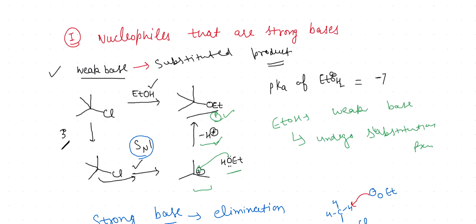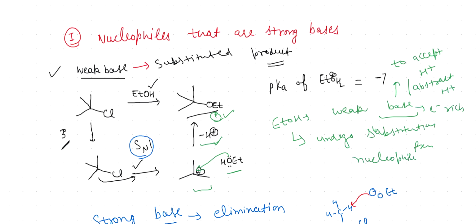But here, what is the role of a base? The function of a base is to accept H positive. Or you can use another term: it abstracts H positive, because a base is electron rich in nature. A nucleophile is also electron rich in nature. But a nucleophile attacks the carbon, while a base abstracts the hydrogen. So this is the basic difference between a nucleophile and a base.